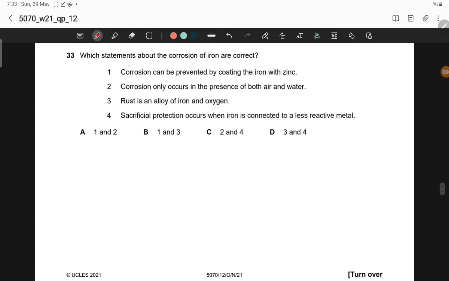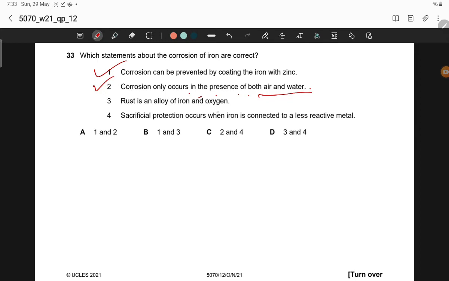Question number 33. Which statements about the corrosion of iron are correct? Corrosion can be prevented by coating the iron with zinc. Yes. Corrosion only occurs in the presence of both air and water. So these are the conditions. So this statement is also correct.